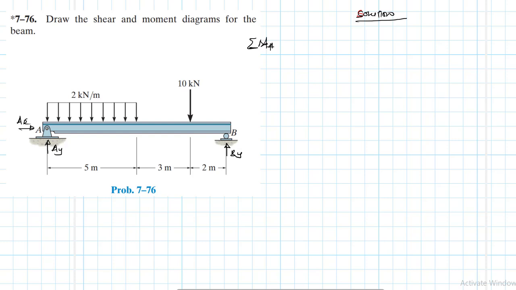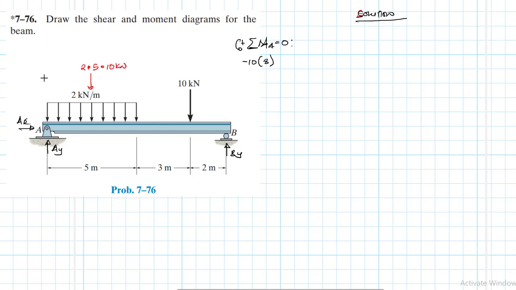So summation of moments about point A equal to 0, with clockwise being our reference. We have a minus moment 10 by 8, right? Then here we're going to have an equivalent force. This is a rectangular load with a constant intensity. So to find an equivalent force, we just have to find the area under this loading diagram, which is 2 times 5, which gives us 10 kilonewtons.